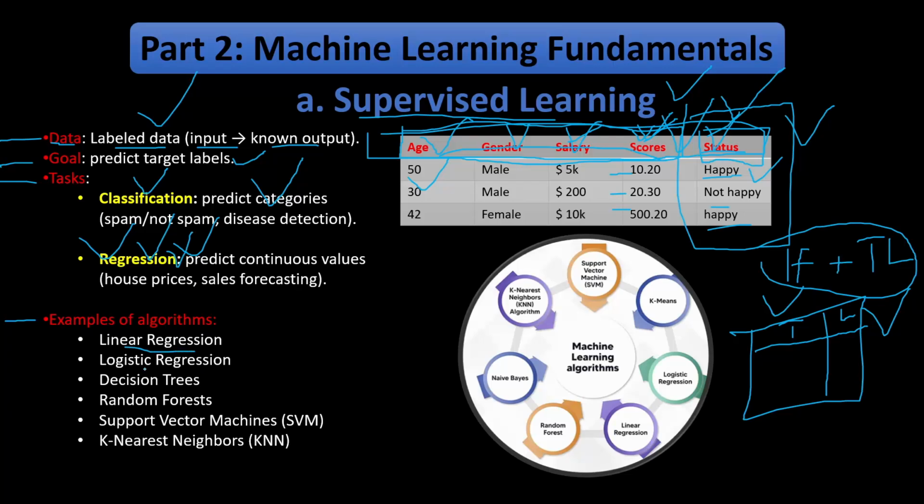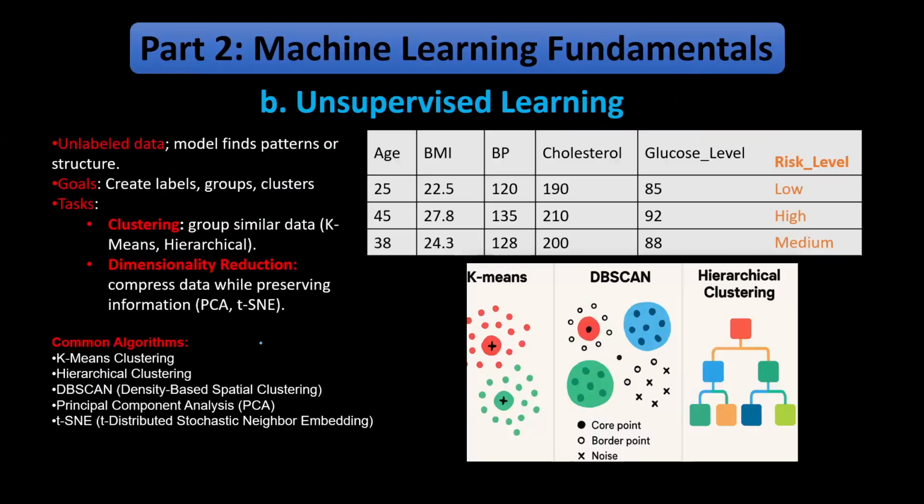Now for supervised learning, we have different types of algorithms such as linear regression, that is used for regression problems. We have logistic regression, that is used for classification problems. We have decision tree, which is used for both. We have random forest, used for both. Support vector machine, used for both, and k-nearest neighbors. And we have a lot of models, and the good part is that scikit-learn provides all these models in 2 lines of code.